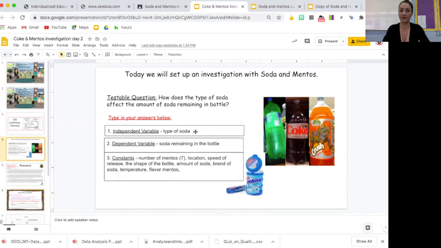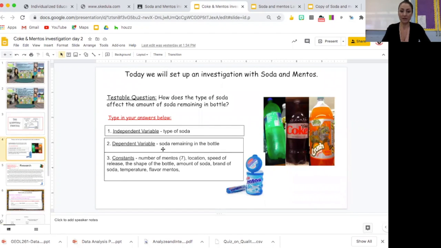Our independent was the type of soda. The dependent is the soda remaining in the bottle, because that's what we're measuring. And then these are our constants. The number of Mentos, which was 7, we used 7. Our location, the speed of the release, the shape of the bottle, the amount of soda, the brand of soda, not the type, the brand, the temperature, and the flavor of Mentos. Those were all things that we kept the same to make sure that the experiment was valid.